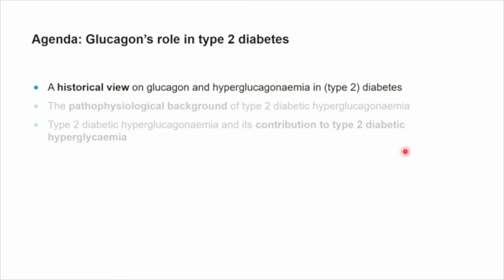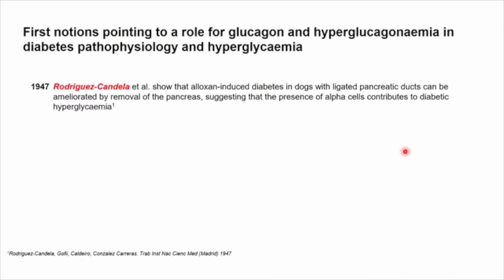But let's start out by taking a historical view on glucagon and hyperglucagonemia in type 2 diabetes. Some of the first notions around hyperglucagonemia, or glucagon contributing to the diabetic state, came from Spain just after Second World War, where these Spaniards took out the pancreas from an alloxan-induced diabetic dog. That means that this pancreas pretty much had destroyed beta cells, but when they took out the pancreas from the dog, it actually ameliorated its diabetes, suggesting that something in the pancreas, in this case alpha cells, would probably worsen its diabetic condition.